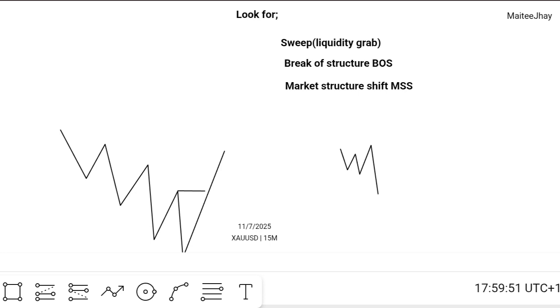So how structure gives you an edge: each market structure gives you clarity. It tells you where you are in the trend and helps you build a trading plan. You understand? So it is the difference between guessing and executing with confidence. You will know where to place your stop loss, set your targets, and how to avoid traps after you understand market structure very well. So now let's break it down on a real chart and apply everything we just learned.